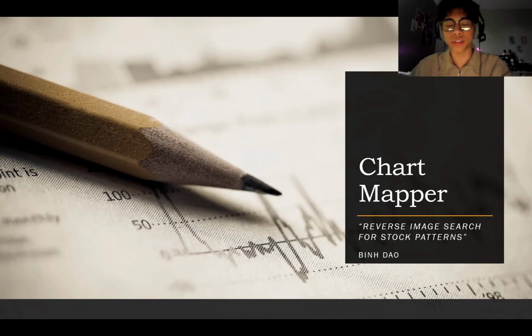Have you ever watched a stock form a technical pattern and wondered how many times that pattern actually works out? What is the win rate? Well, my name is Ben, and today I'm presenting Chart Mapper, which I call the reverse image search for stock patterns.